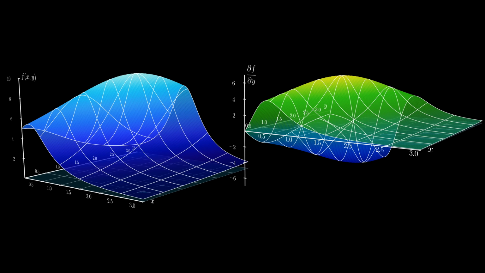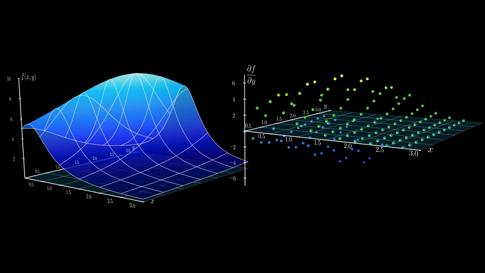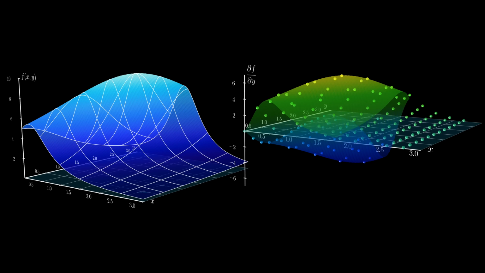in the positive direction. And we could also fix vectors to a number of points along the surface, pointing in the y direction and color-coded according to the slope in that direction. And this also gives us the partial derivative of f with respect to y.